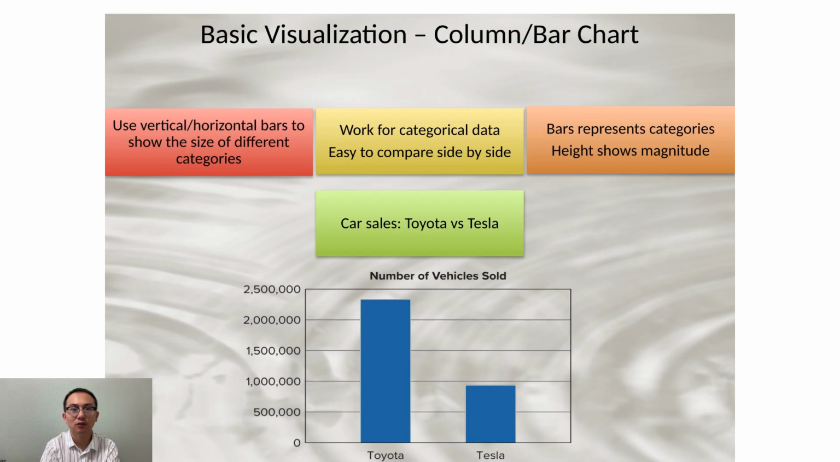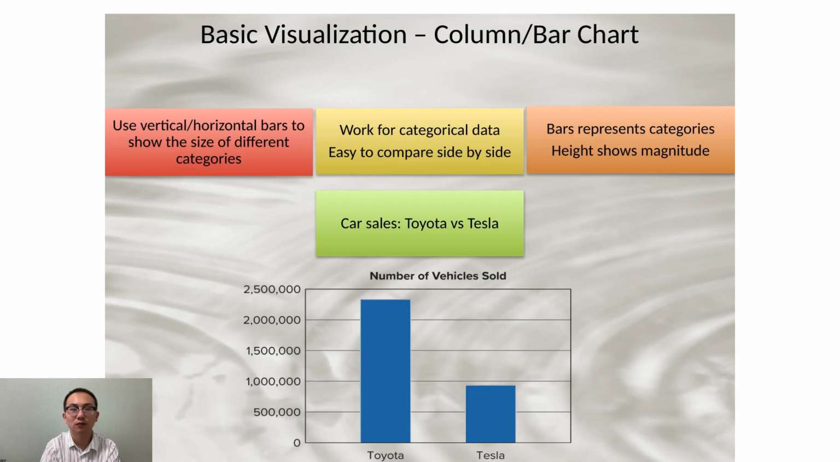Let's talk about how we can use different types of charts to visualize data. There are many options out there, but we'll focus on some of the most common ones. We'll start with the column chart. A column chart is made up of vertical bars that represent the size or value of different categories. There's also a bar chart, which is very similar, except it uses horizontal bars instead. In both cases, each bar stands for a specific category, and the height or length of the bar shows how big that value is. So the taller or longer the bar, the higher the number it represents.